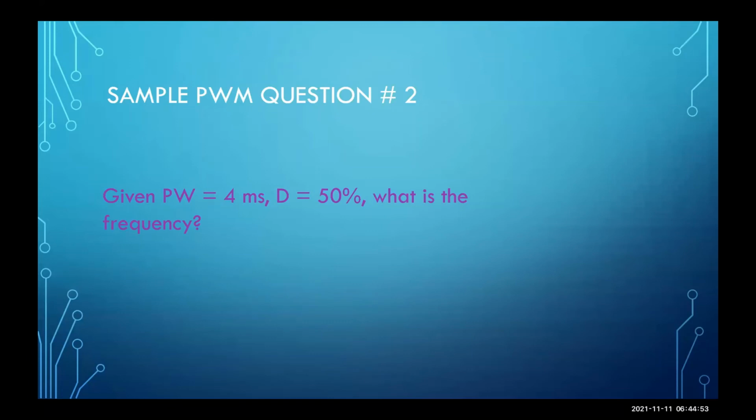All right, so on this example here, the given facts are the pulse width, which is 4 milliseconds, and the duty cycle is 50%, right? And the question is, what is the frequency? So let's see how we can find the frequency.